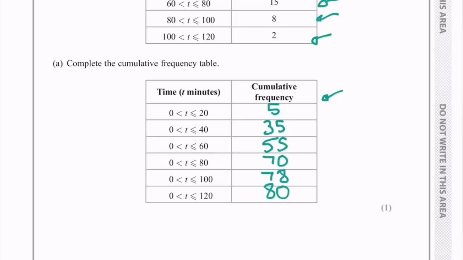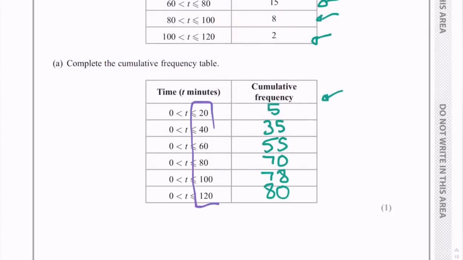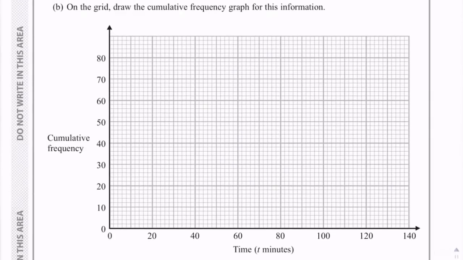And these are going to be plotted on a cumulative frequency graph against these end points here. So we're going up in 20s there. We're starting at 20, 40, 60, 80, 100 and 120. So that first one, 20 and 5. I'm going to bring it over to here. So 20 and up to 5 as accurately as you can. Then we had 40 on 35. We had 55 for the next one. We had 70 for the next one. Then it was 78 and 80 for the last one.